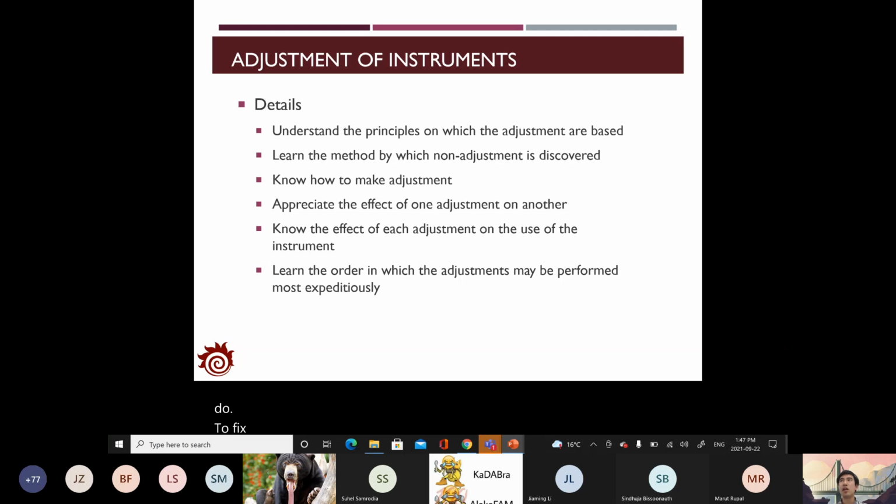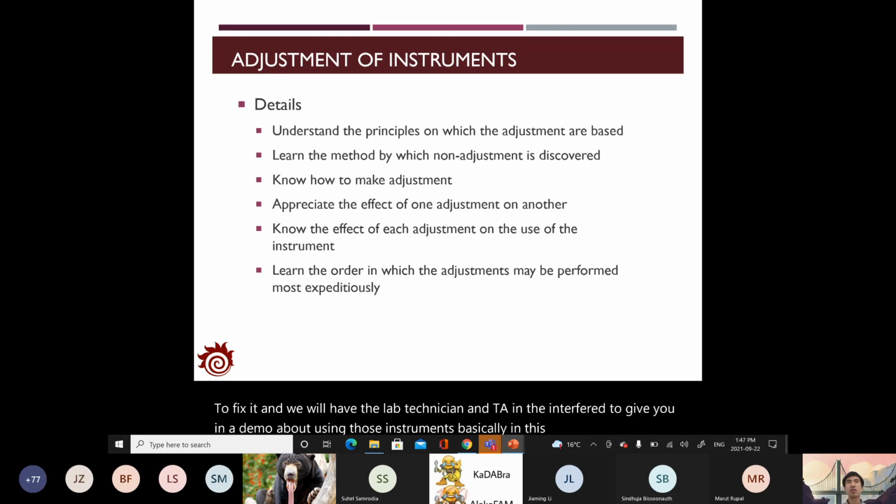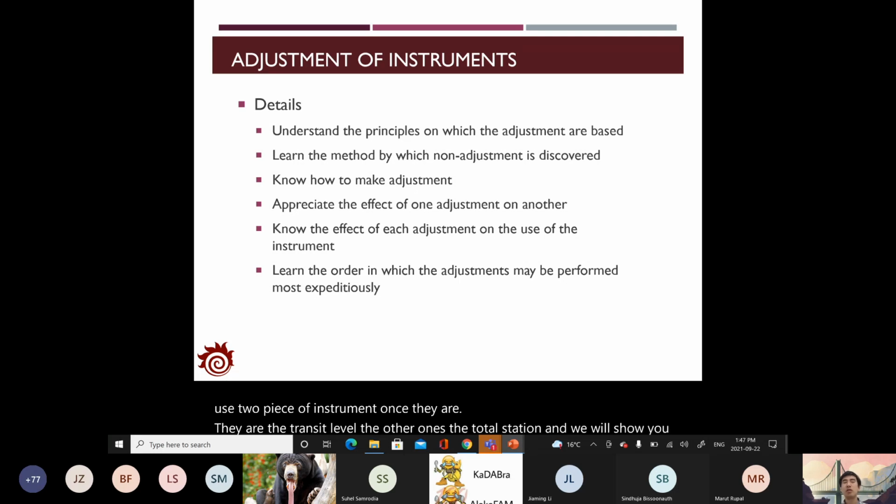And we will have the lab technician and the TA in the field to give you a demo about using those instruments. Basically, in this class, we're going to use two pieces of instruments. One is the transit level, the other one is the total station, and we will show you a demo about how to do it.